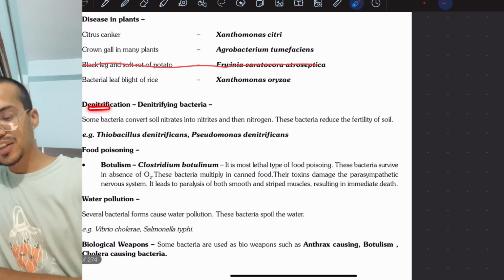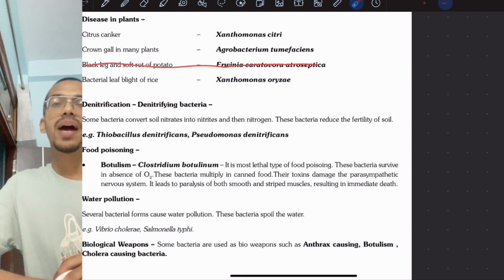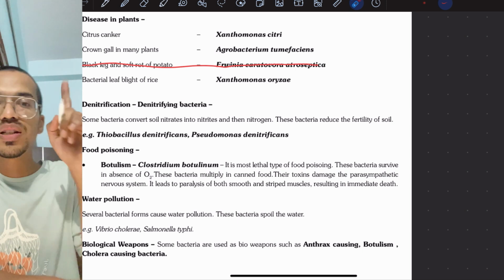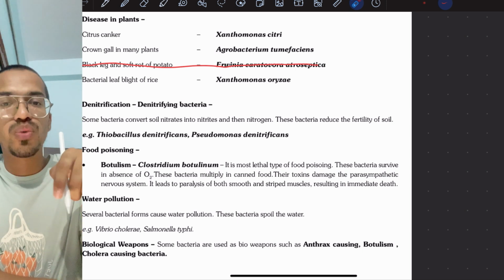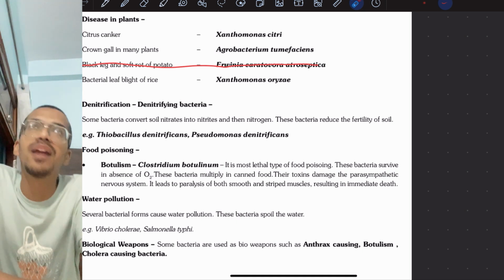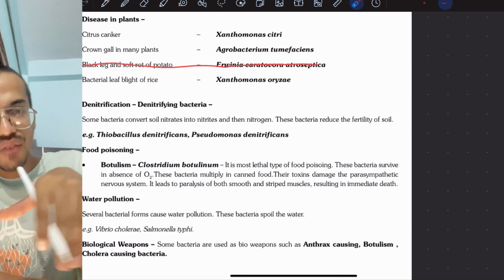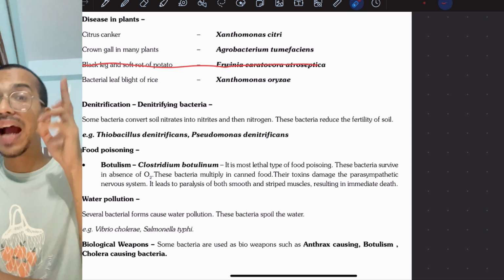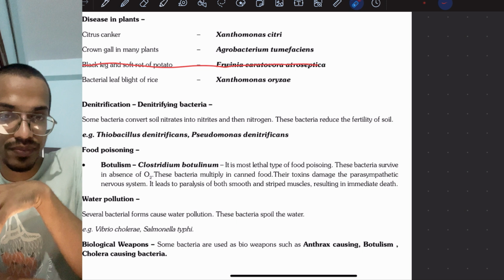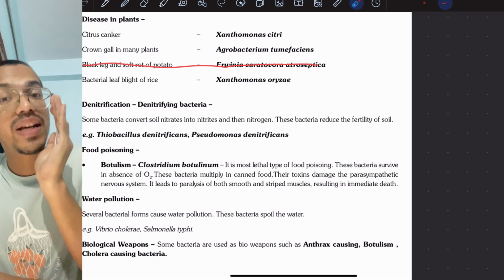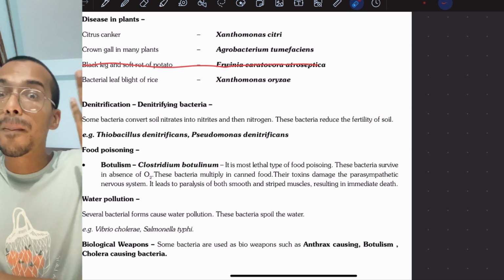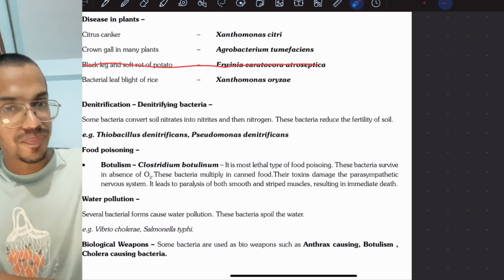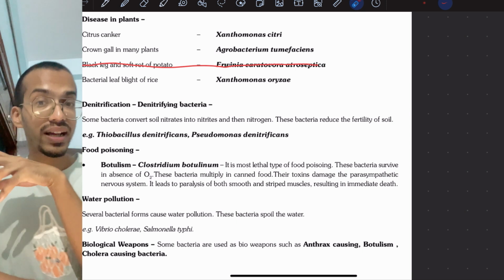Then denitrification, or denitrifying bacteria. Sometimes in the soil the nitrogen content is reduced. You know that nitrogen is super important, and plants get nitrogen from the soil. Now imagine there are bacteria which use nitrogen compounds as a source. Remember, I told you there are chemosynthetic bacteria, which are Nitrobacter, Pseudomonas or Nitrosomonas. These were examples we have done. Go back in the video and check again.